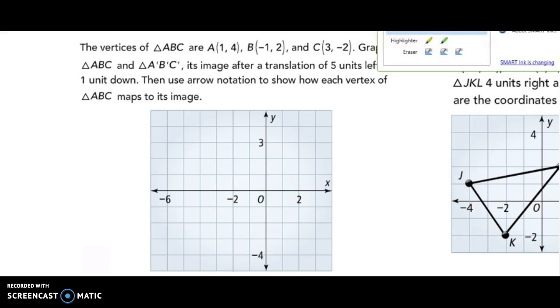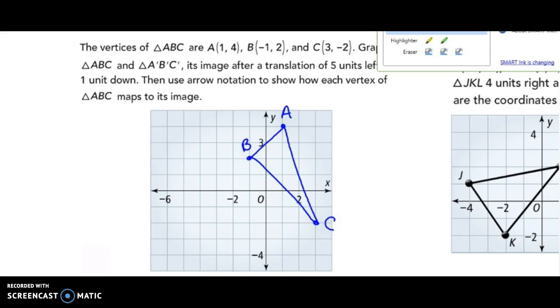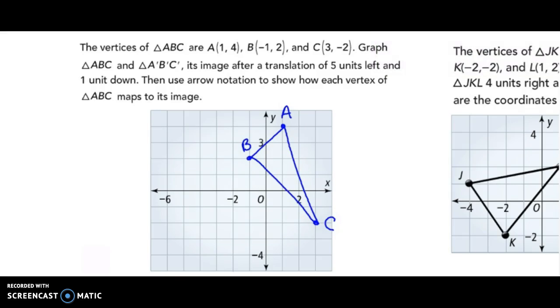Very first one that we see, we're going to go ahead and plug that one in. So you can go ahead and graph that one. So the first one is (1, 4), and we're going to label that A. And then B is going to be (-1, 2). We're going to label that one B. And then C is going to be (3, -2). So we're going to label that one C. And then we're going to connect them with nice straight lines. Okay, and then it says that we are going to go ahead and do a translation of 2 units to the left, which means negative, and 1 unit down, which means negative.